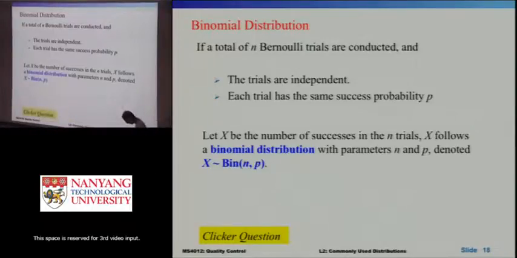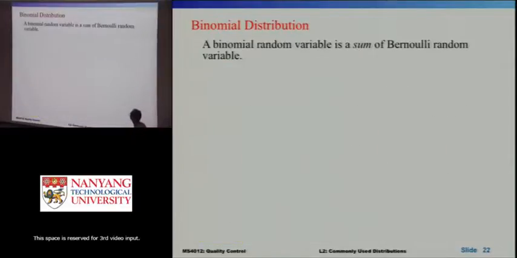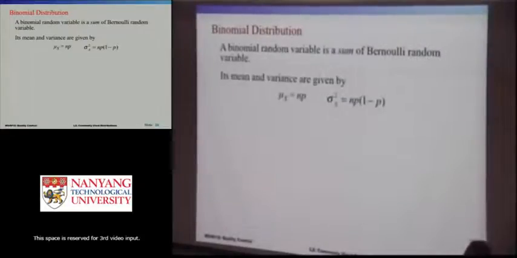Anyway, we go through this one. So the mean and the variance of a binomial distribution are given by this.